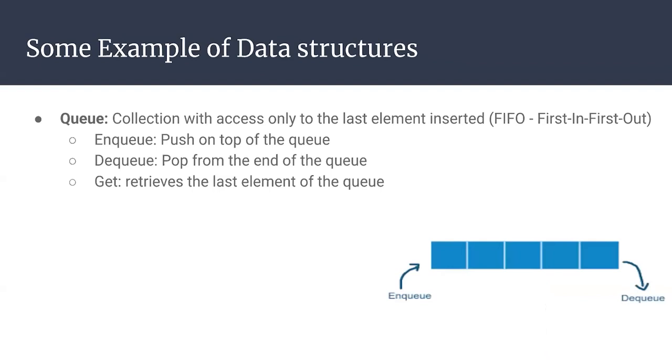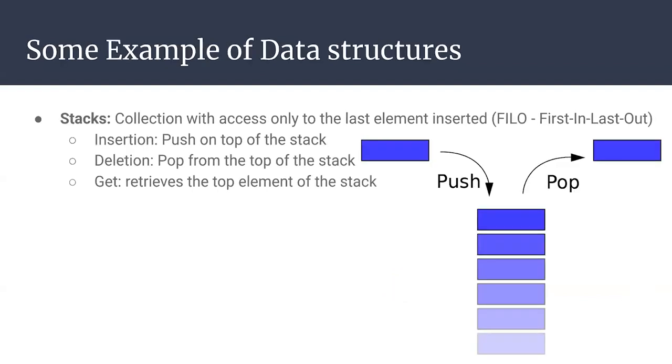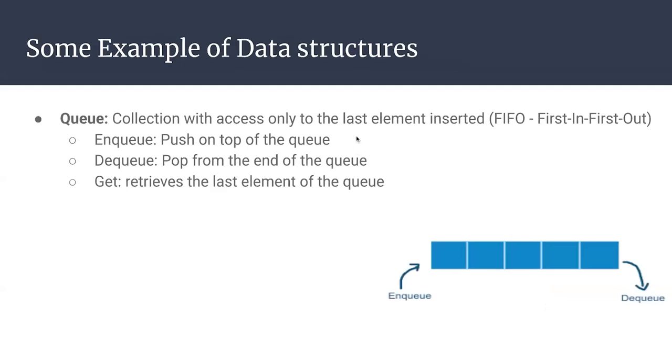A queue is a collection with access only to the last element inserted. So not the last element, it's wrong. The first element inserted, right? FIFO, first in, first out. Whatever you inserted in the first place will be removed first. So 1 2 3 4 5, you have inserted 1 in the first place, so 1 will be removed before any other element. So there is enqueue and dequeue.